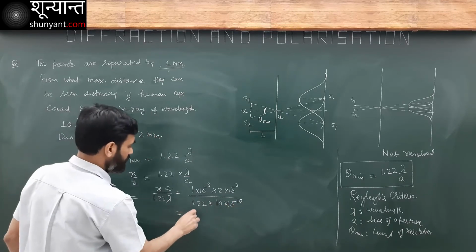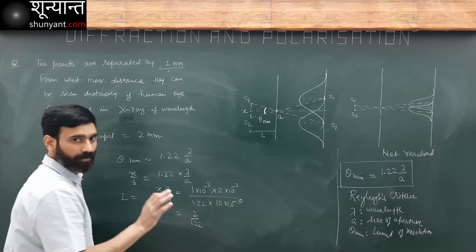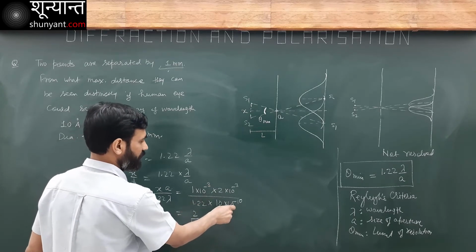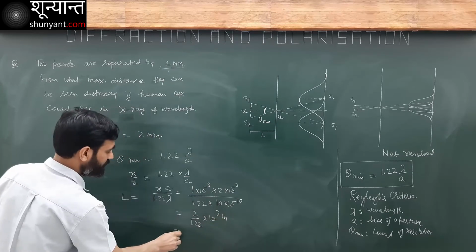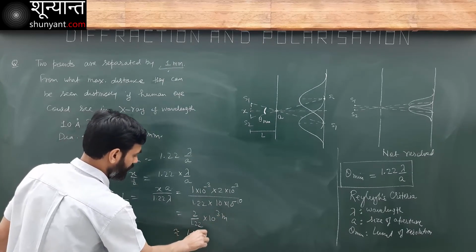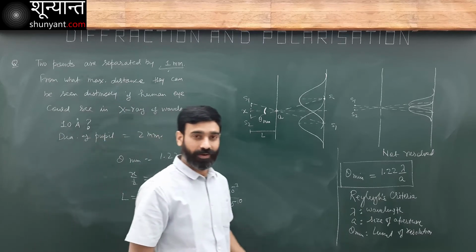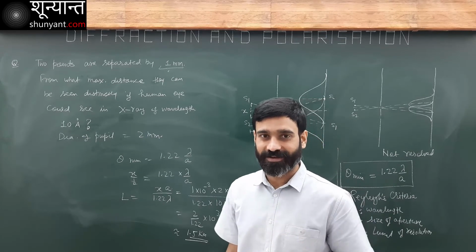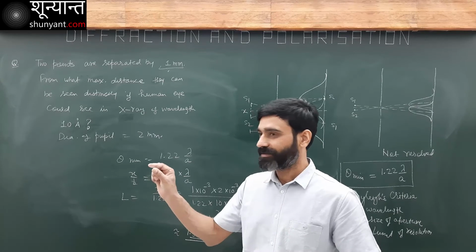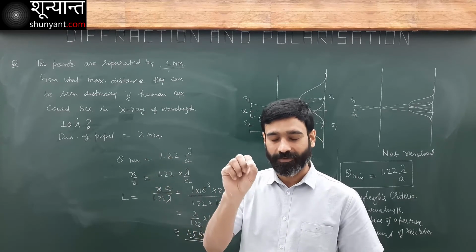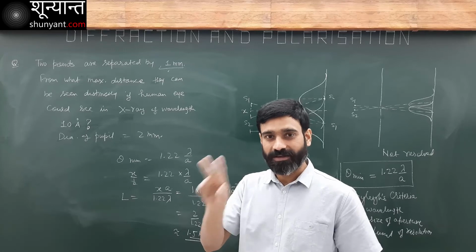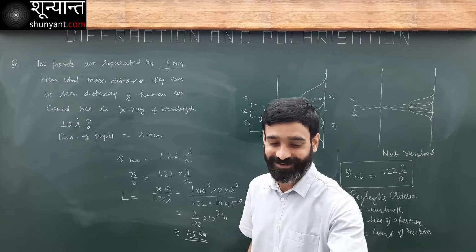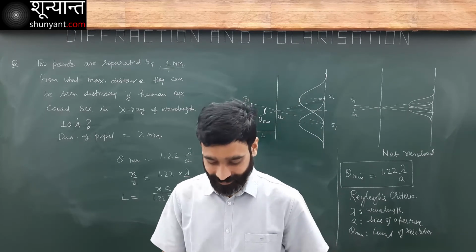This is 2 over 1.22 times 10 to the power minus 6 and minus 9, so 10 to the power 3 meter. This is approximately 1.5 kilometer. If you had this ability of seeing in X-rays, and I have two points separated by just 1 millimeter, you can see those points clearly from a distance of 1.5 kilometers. It is really amazing.